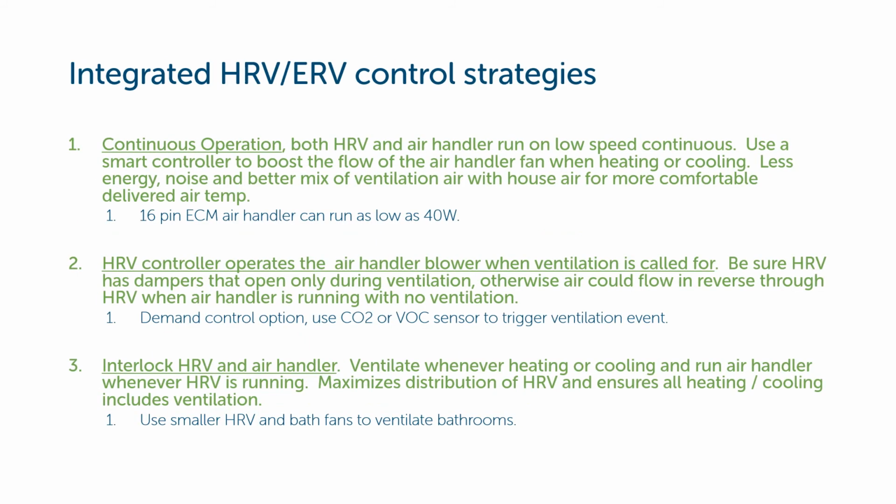Here are some ventilation control strategies. The first one being continuous operation, right? So both the HRV and the air handler are running on low speed continuously. Use a smart controller to boost the flow of the air handler fan when heating or cooling, but have it running on low speed in the background to help move the ventilation around. This means there's less noise and a better mix of ventilation air with house air, which helps give us a more comfortable delivered air temp.